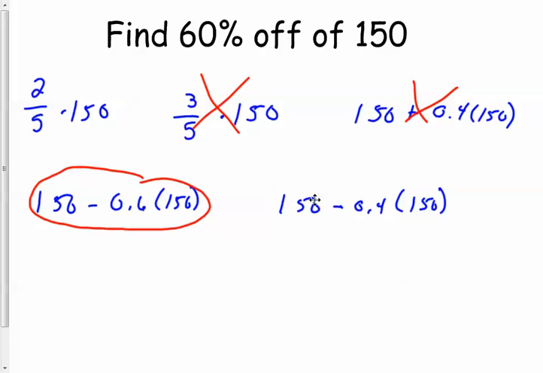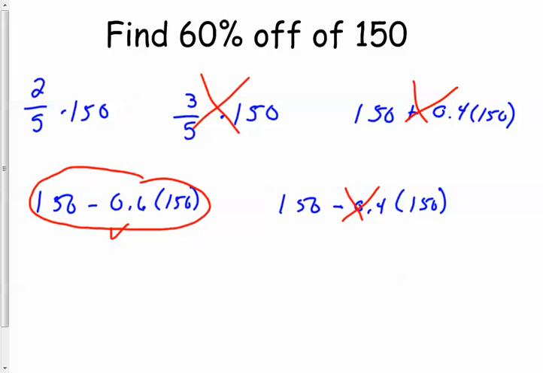So what if I did 150 minus 40%? I'm taking 40% of it off. That's not right, because I'm getting 60% off. So then what about this guy? This is 40% times 150. Well, that's not going to do it, because all that's doing is finding 40%. So this one is an equivalent expression. Okay?